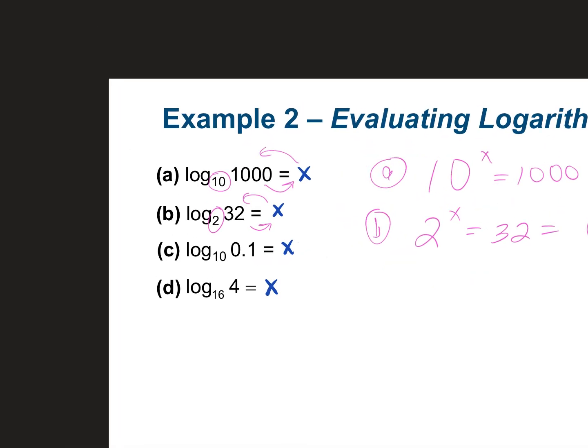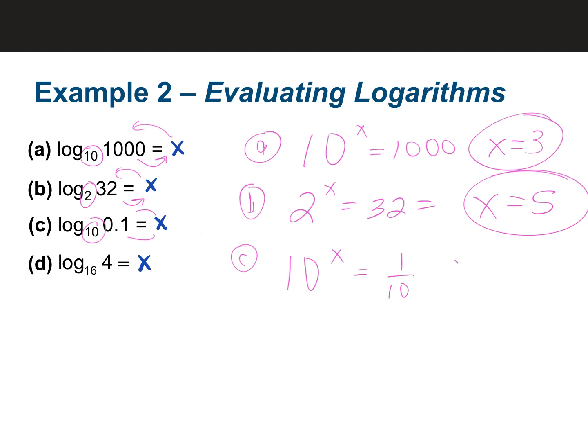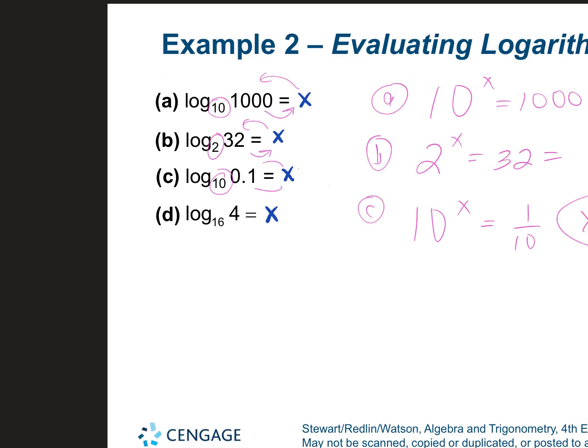All right, the next one. My little 10 becomes big 10. And then what happens with 0.1 and x? Okay, so I'm going to rewrite 0.1 as 1 over 10, right, 1/10. I see a fraction, so what do I think? Negative exponent. X is going to be what? -1. Very good, guys. I don't know why I wrote positive. Very good. -1.